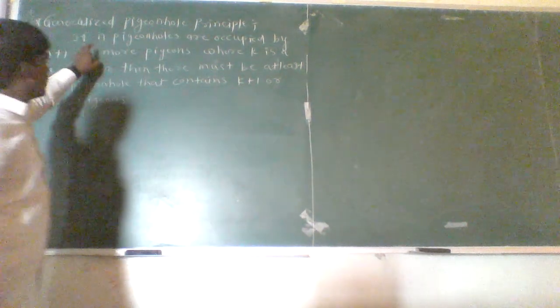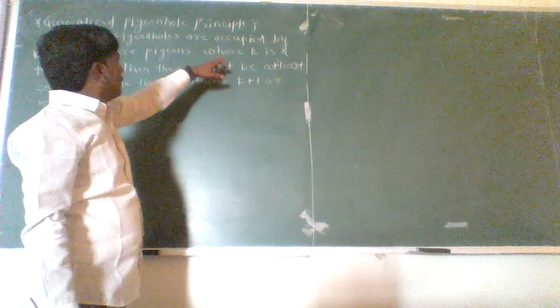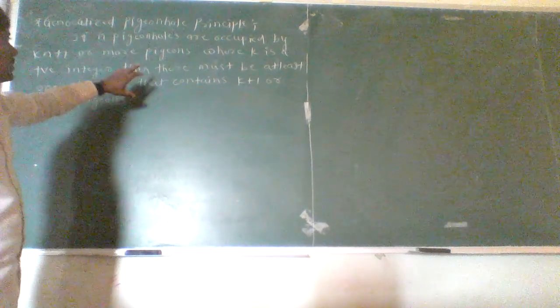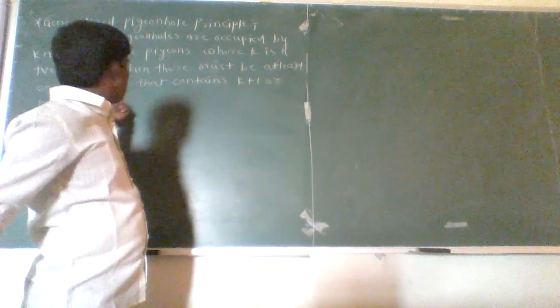Okay. So here we have to do that. Or we can say that if n pigeonholes are occupied by kn plus 1 or more pigeons where k is a positive integer, then there must be at least one pigeonhole that contains k plus 1 or more pigeons. Or we can also say that there must be at least one pigeonhole which is occupied by k plus 1 or more pigeons. Okay, both are same. Let us see one example depending on this principle.